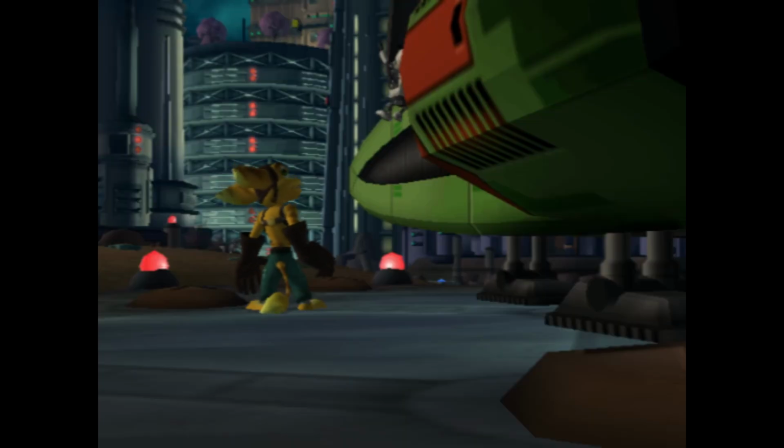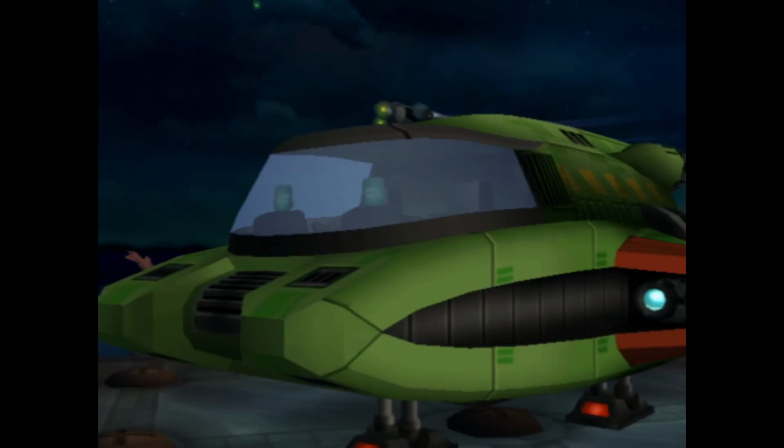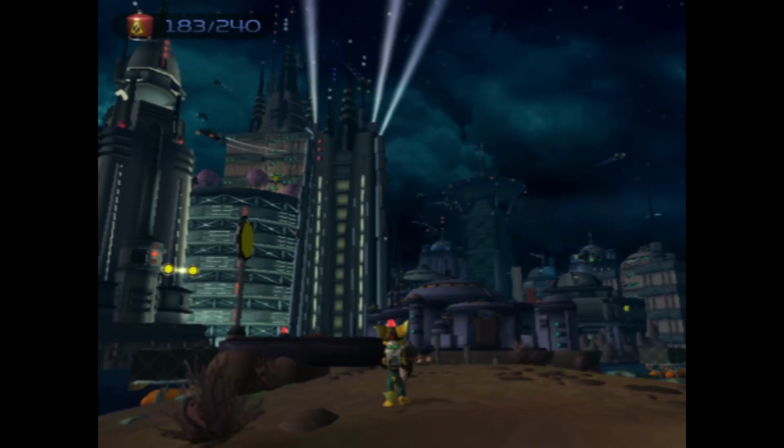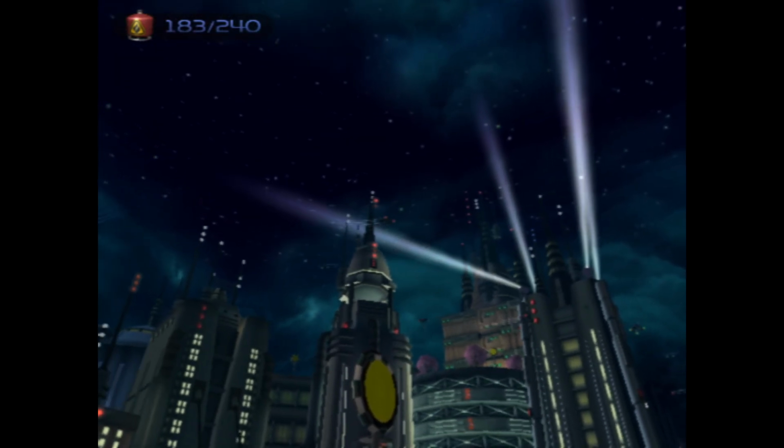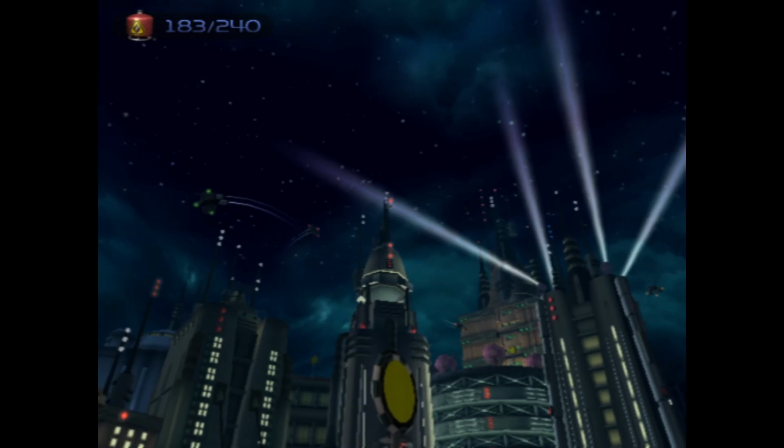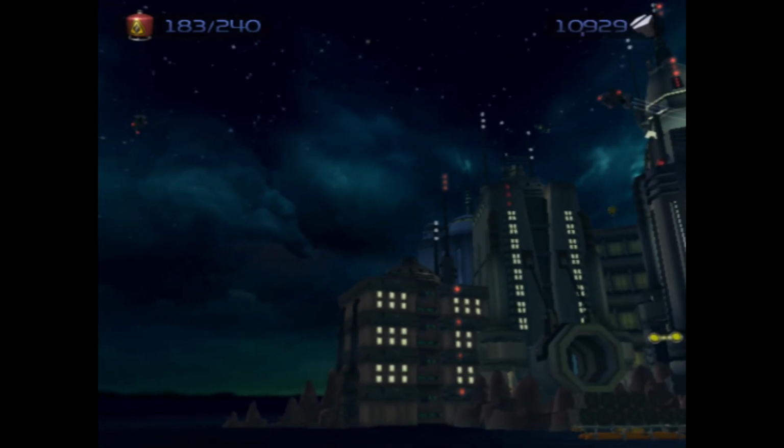This is Ratchet & Clank, the 2002 action platformer developed by Insomniac and published by Sony. This is one of the first games I ever played as a kid, and to this day, one of my favourites. This particular level is called Blackwater City, and it was one of my three favourite levels from the game when I was younger. In fact, it probably still is.